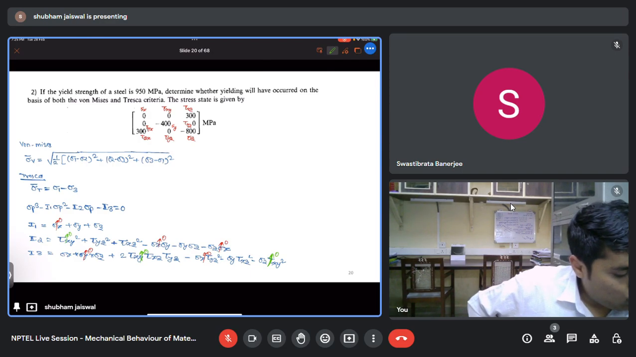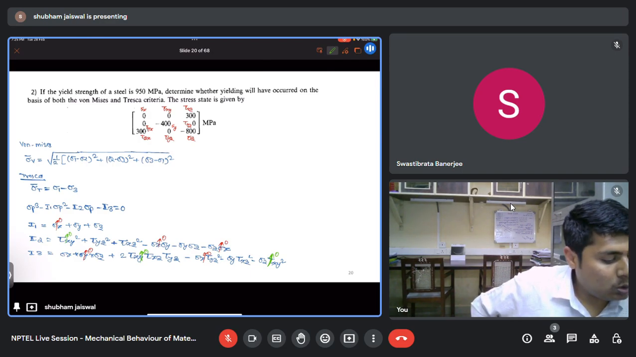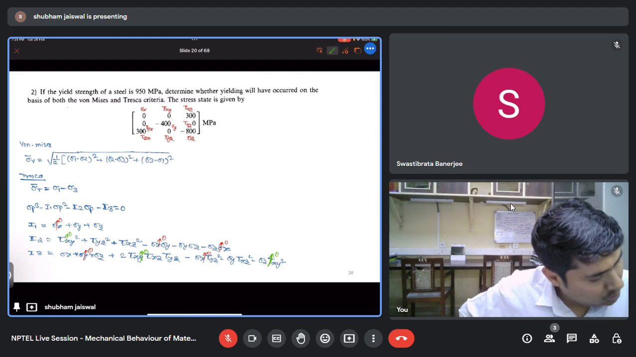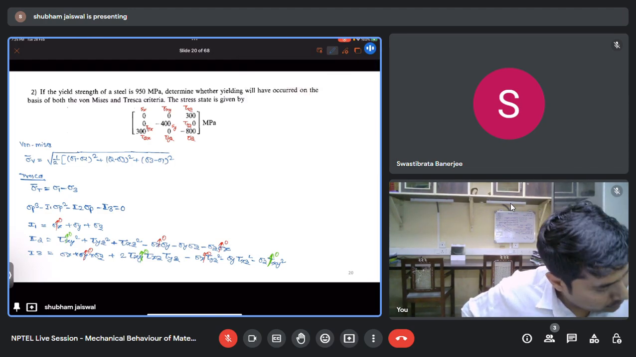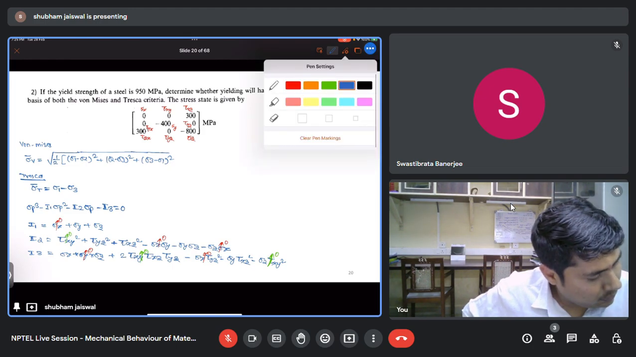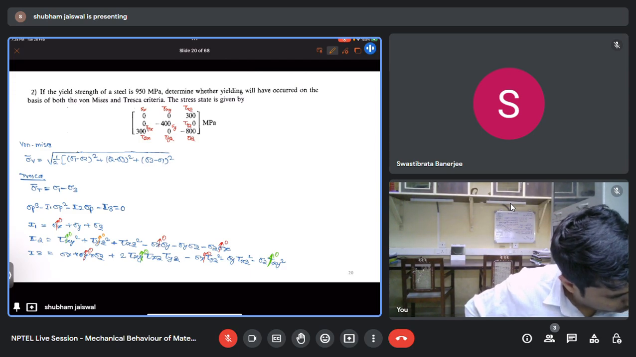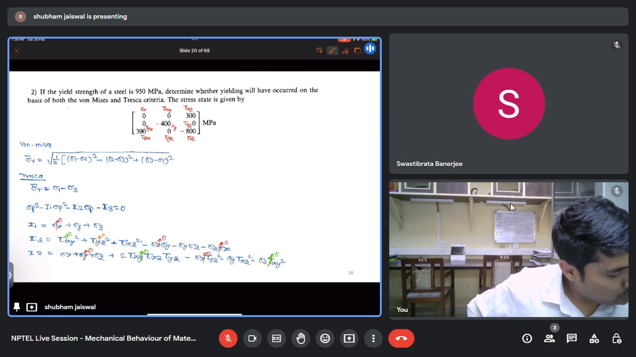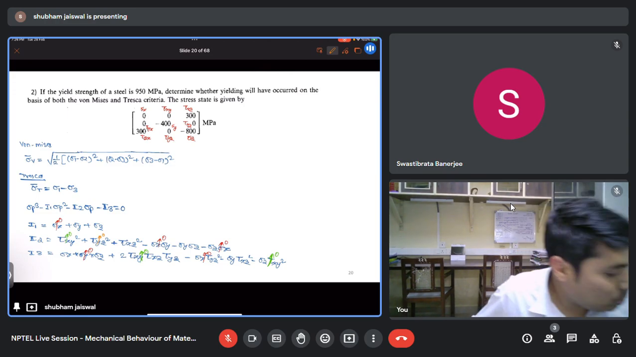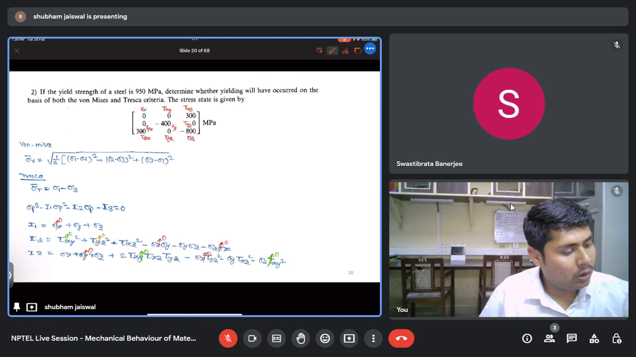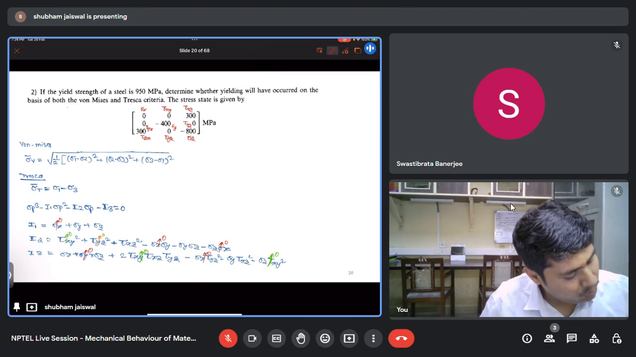Now tau yz is also 0, and tau zy is also 0. So tau yz is 0, and tau zy is also 0. So I have marked all the values. Okay. Now put the remaining values.